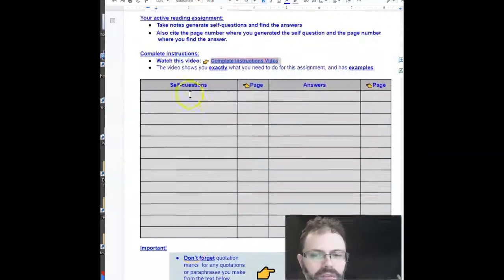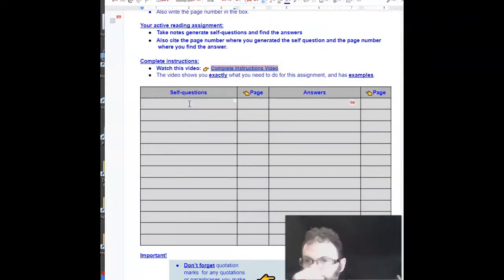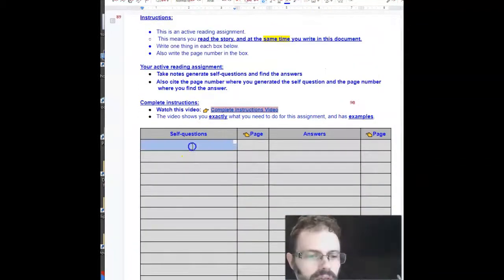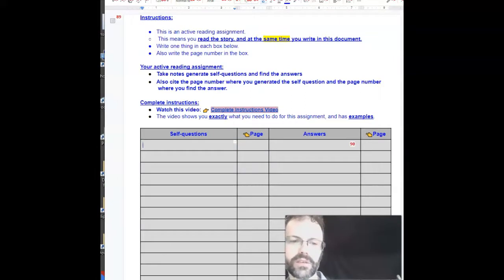Let's go to, for our first example, so you should have questions like this one. Let's see, it's Father of Genetics. Okay, so let's ask a question like this. Why does the author use the title Father of Genetics? Question mark.